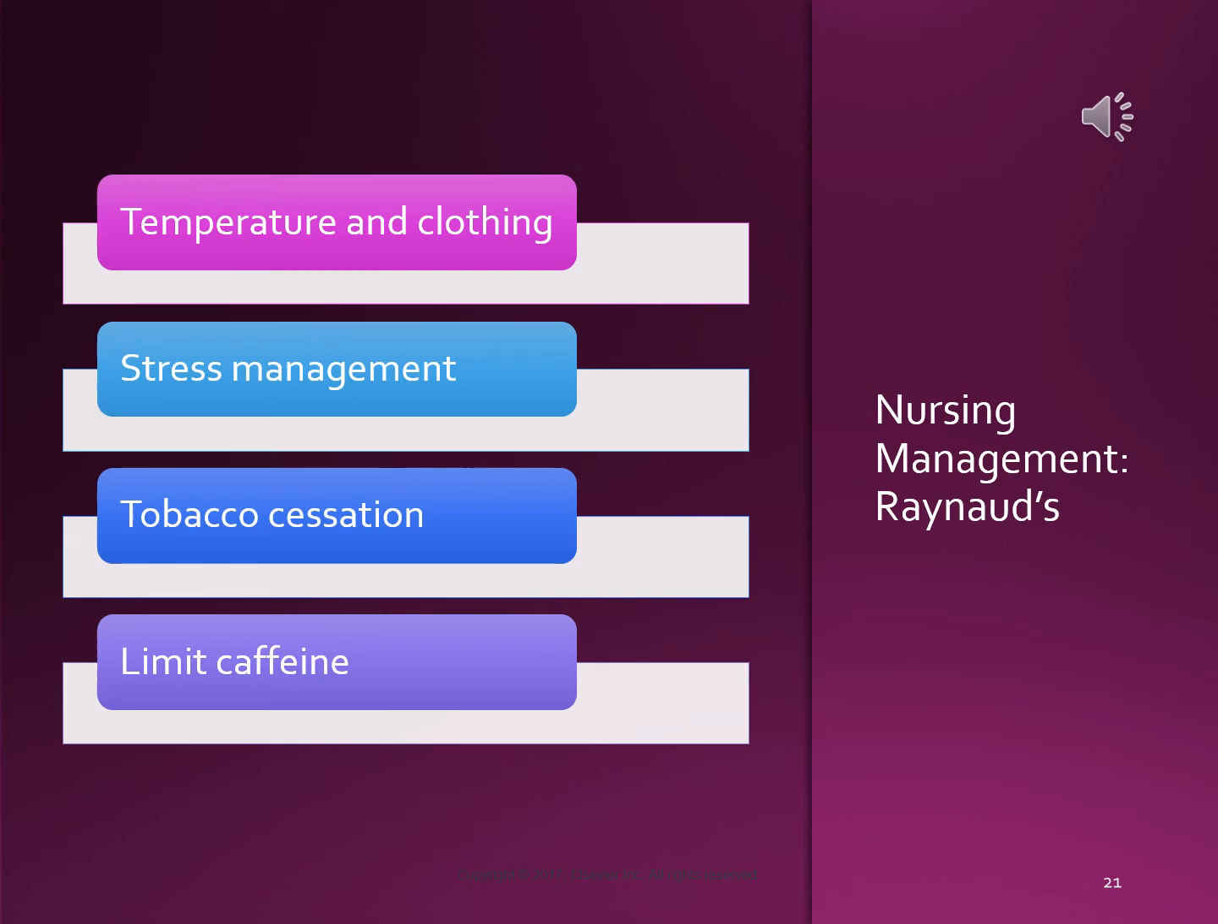Layering is very, very important for these people. Warm socks to protect their feet, and wearing protective gloves when reaching into warm and cold places is very important. Teaching them to avoid cold temperatures when possible, and to manage stress is important. And as always, tobacco use has to be stopped. Absolutely has to be stopped. If they can limit caffeine intake, that's good, because caffeine is a vasoactive substance.